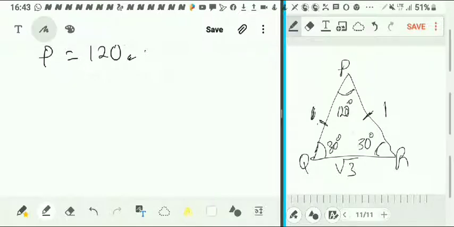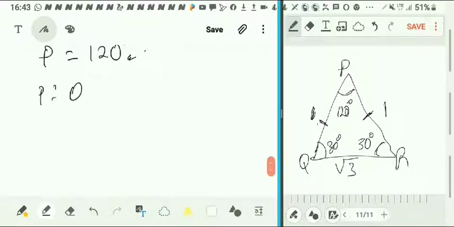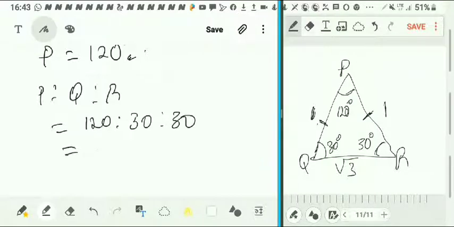So that the sum of the angles will make up 180 degrees. Then what's going to be the ratio of the angles? P to Q to R will be equal to 120 to 30 to 30, and that will be equal to 4:1:1. So this is the answer for this.